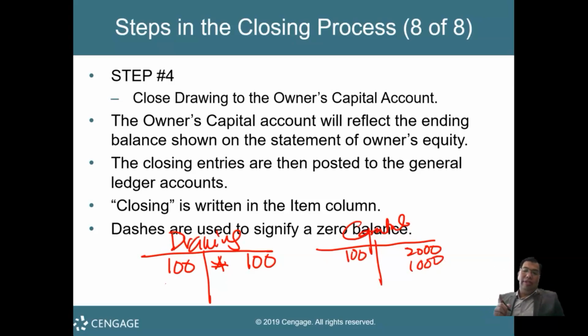So these are the 4 steps on how to close your accounts. I'm going to show an example on how we're going to do this afterwards.